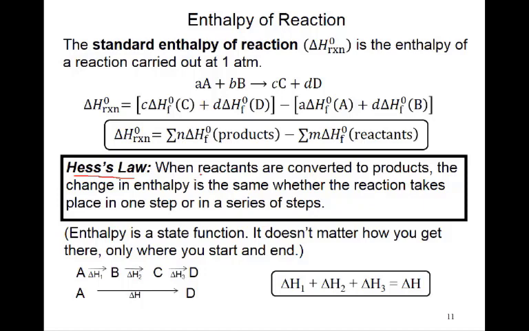Let's see this. When the reactants are converted into product, the change in enthalpy is the same whether the reaction takes place in one step or in a series of steps. See the example here. A changes to B, B changes to C, and C changes to D. There are 3 steps. The first step has change in energy delta H1, the second step delta H2, and the third step delta H3. And the same reaction taking place in one step, A directly changing to D, has the net delta H.